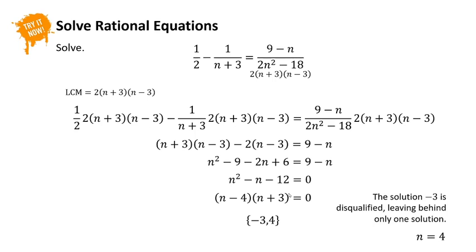You can actually already begin to see here that one of our solutions is going to drop out, because as we're solving this for 0, we're saying n plus 3 is equal to 0 to get this -3, and as you can see, we cannot set n plus 3 equal to 0. So you can already start to see the disqualification happening here at this stage.